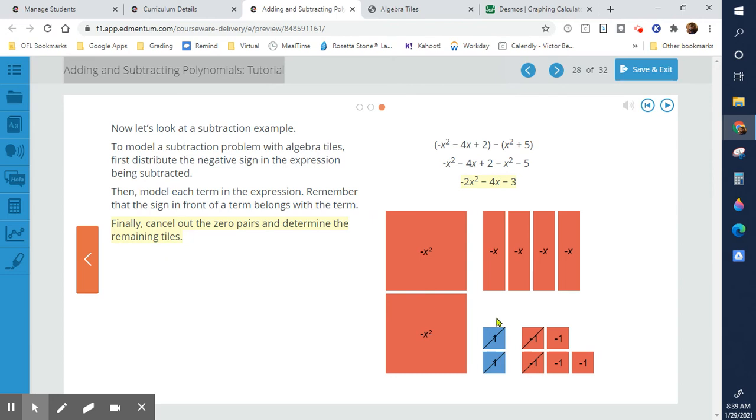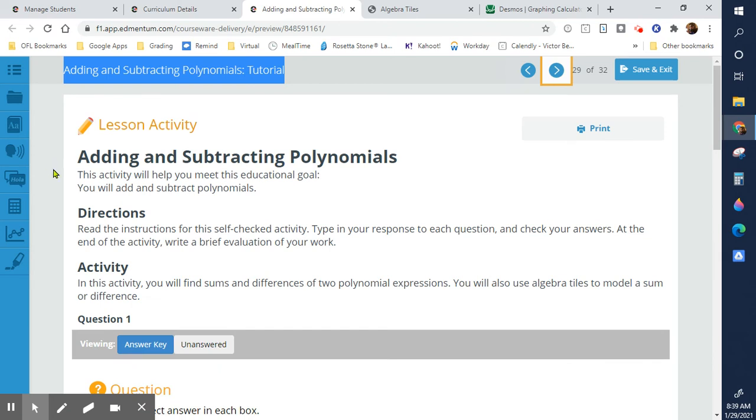So the negative ones and the positive ones cancel, so you're left with three negative ones. And there were no x's to cancel, and these two kind of just combined. So the negatives will cancel out with positives. Just remember that when you're doing this.